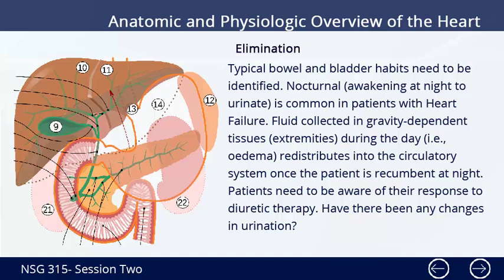Elimination. Typical bowel and bladder habits need to be identified. Nocturnal awakening at night to urinate is common in patients with heart failure. Fluid collected in gravity-dependent tissues and extremities during the day, that is edema, redistributes into the circulatory system once the patient is recumbent at night. Patients need to be aware of their response to diuretic therapy. Have there been any changes in urination?